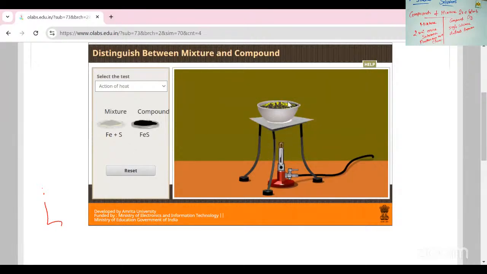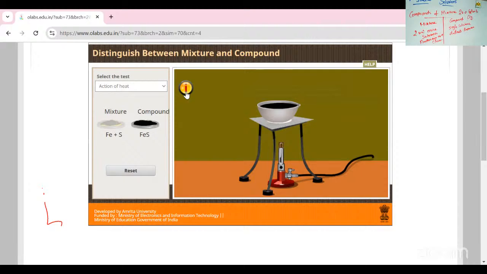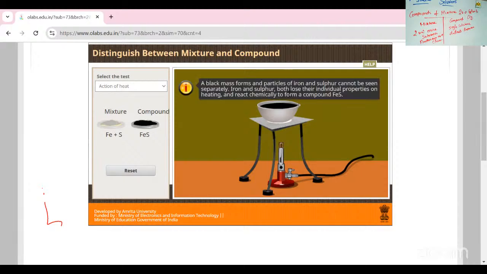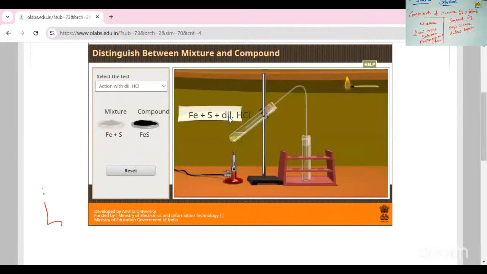And then next one, choosing the FeS mixture. The burner is in position. What is done here? The color disappears. There is no yellow color in the China dish in that area. So a black mass forms, and the iron and sulfur cannot be seen separately. So both show their individual properties in the heating effect. So this is the confirmation of compound and mixture, and then action with dilute HCl.